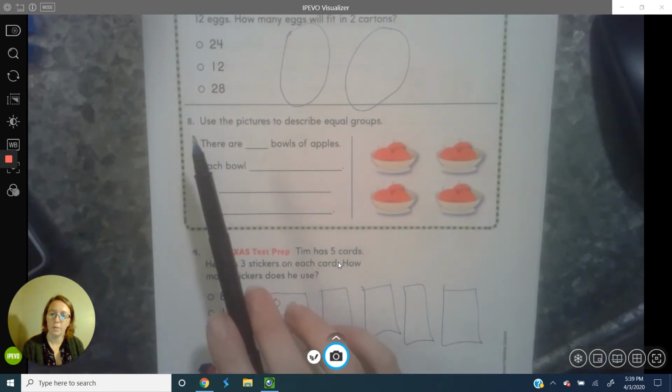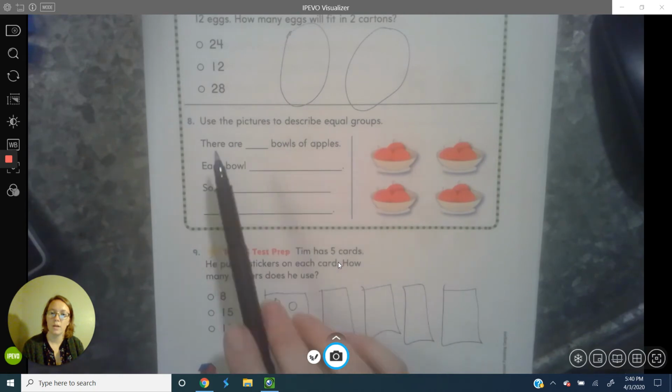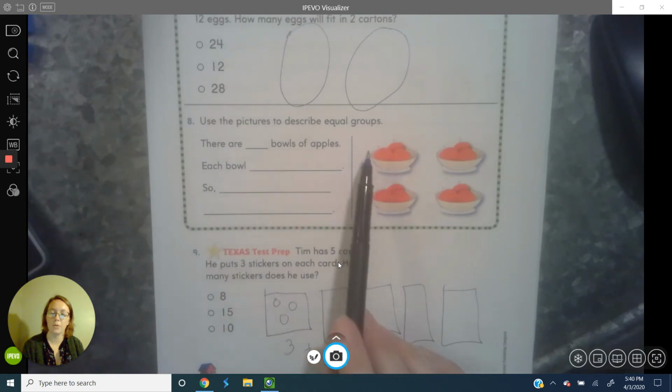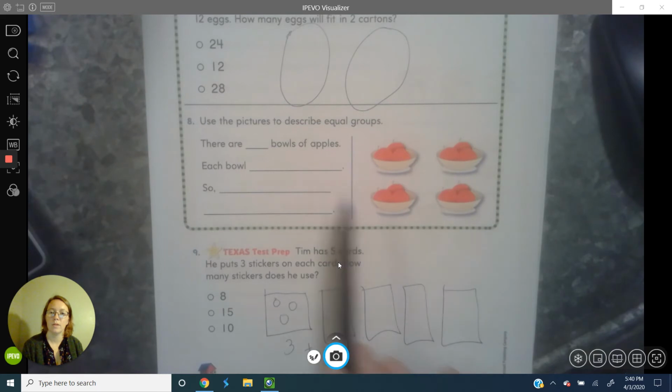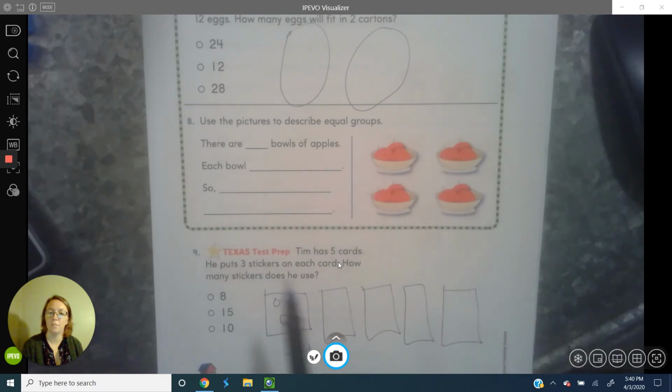Then number 8 says, use the pictures to describe equal groups. There are blank bowls of apples. How many bowls? Each bowl has blank apples. How many apples in each bowl? So there are blank apples in all.